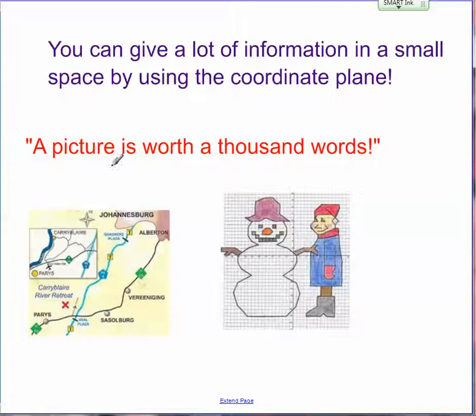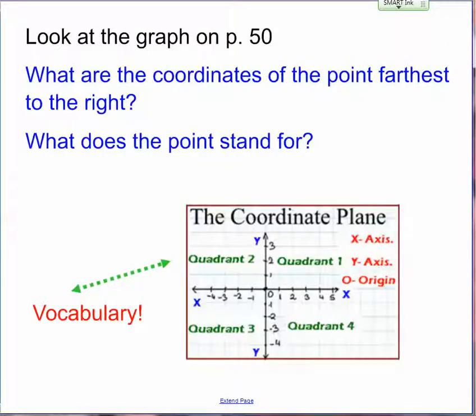So we started by thinking about the way a picture is worth 1,000 words. In mathematics, you can give a lot of information in a small space by using the coordinate plane. Think of how much harder it would be to describe to someone this map in South Africa as opposed to showing them the map as a picture. And think about how many words it would take to describe this picture of the snowman and a person. When we have a picture, it's worth 1,000 words because you get a lot of information in a short space.